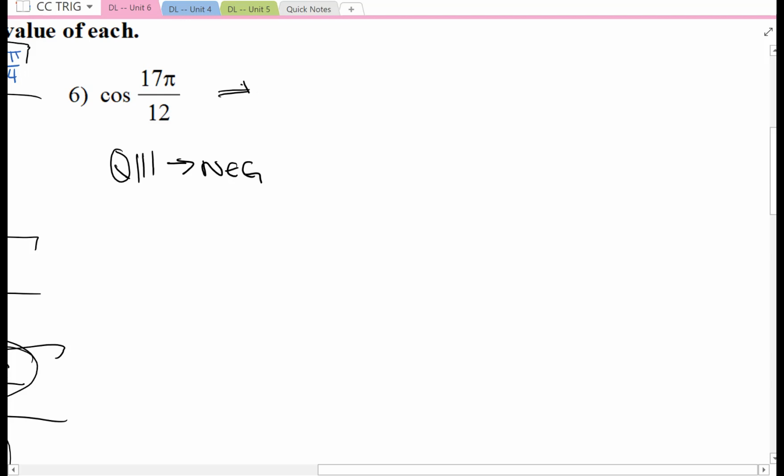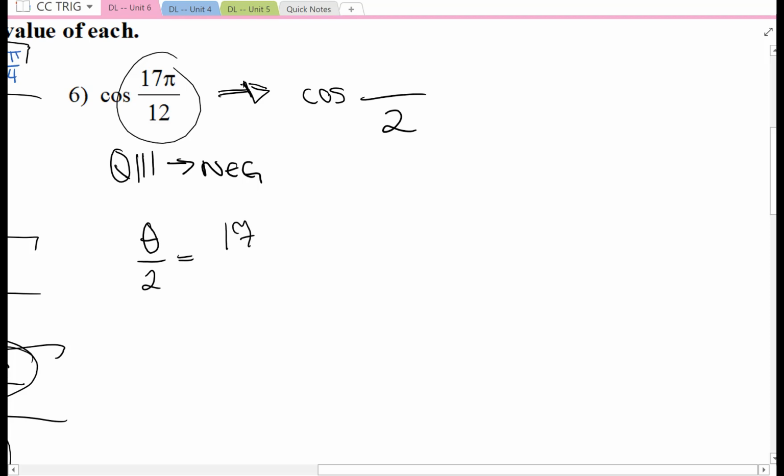Okay, now we need to know how to write this angle. We're going to say cosine of something over 2 is equal to cosine of 17 pi over 12. So we will write the equation theta over 2 is equal to 17 pi over 12. The angle they give you is not theta. You need to find theta. Times by 2 on both sides. Theta is equal to 17 pi over 6.